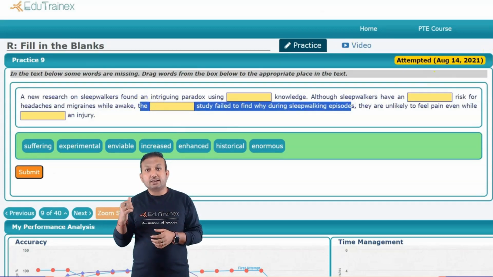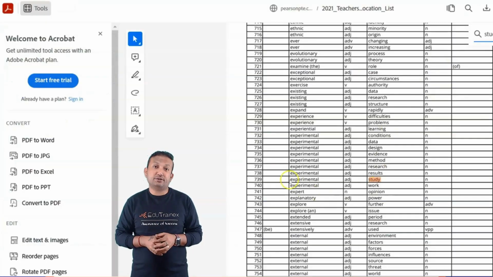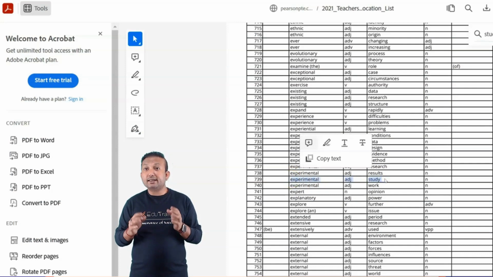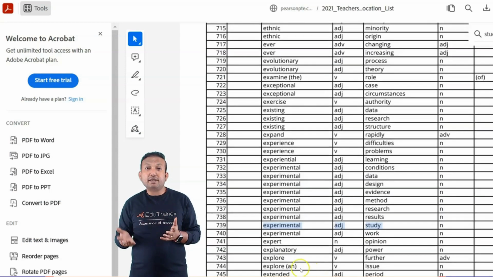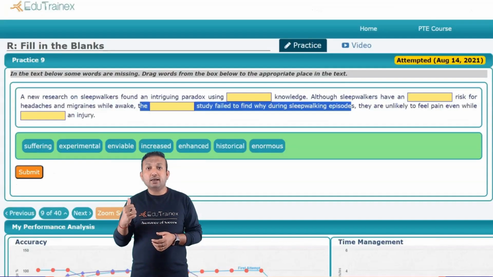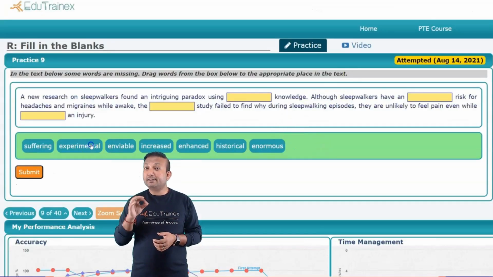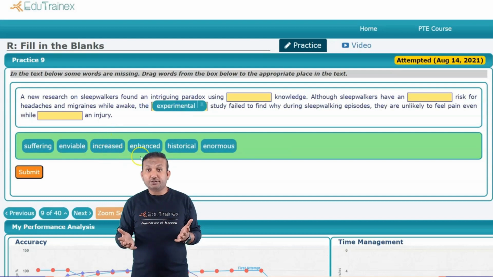So I search for study in the list and I can find 25 matches. Quickly going through them, I can see only one of them is present in our options, which is experimental study. And that is the correct answer. So you see, out of the 4 blanks, I could easily find 3 of them in the collocation word list. The remaining blank is an easy one.